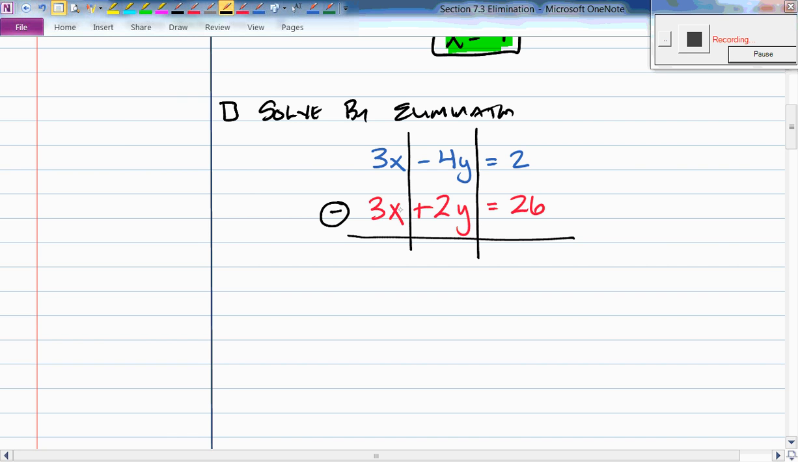How much is 3x minus 3x? 0. That goes away. How much is negative 4y minus 2y? Negative 6y. Very good. Yeah, we have to make sure we subtract correctly. Negative 4 minus 2 is negative 6. Okay, what's 2 minus 26? Negative 24, right? If you have $2 and you spend 26, then you're in the hole, $24. Okay, you're negative money, right?